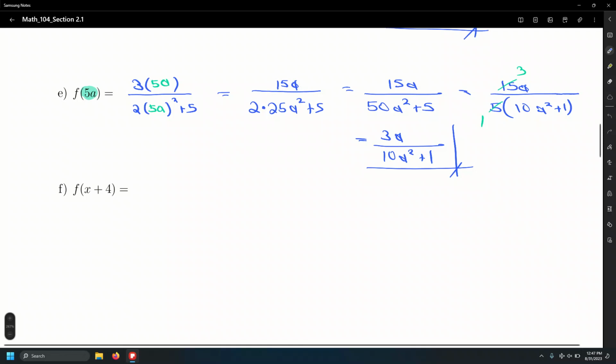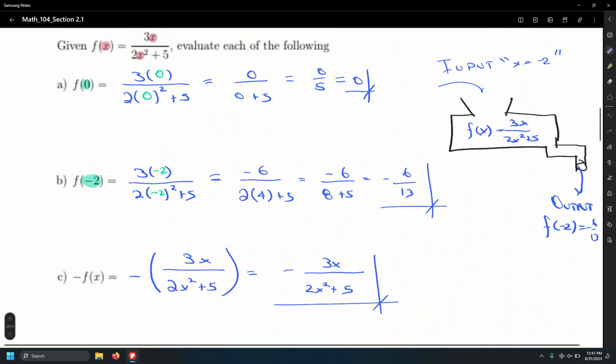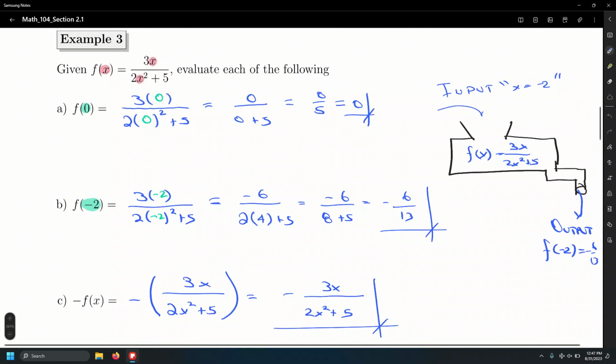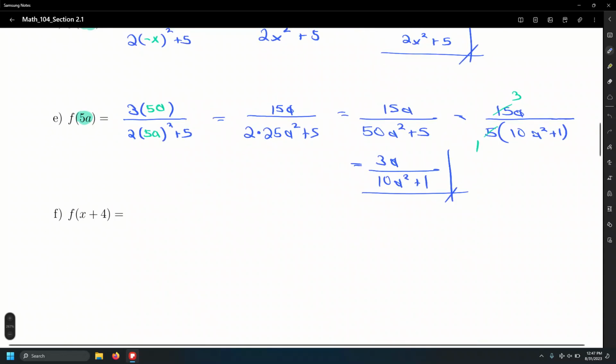So again, to briefly summarize what we did last time, we were given a function, and they were asking us to evaluate it at different numbers, at 0, -2, at -x, and then a combination of a letter and a number. We're going to do another combination of letter and number.